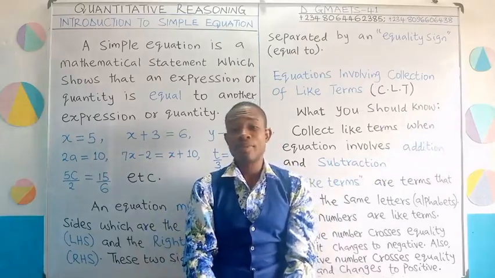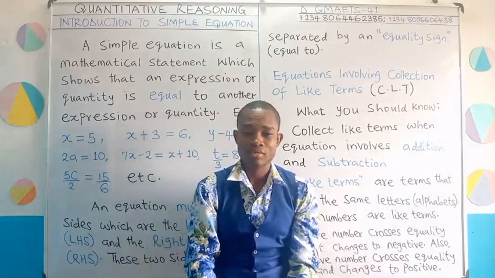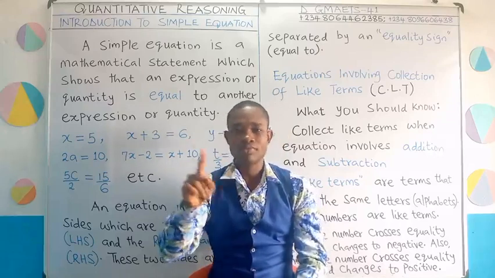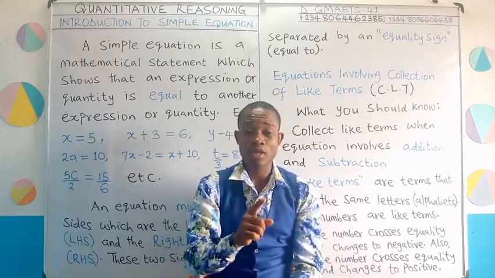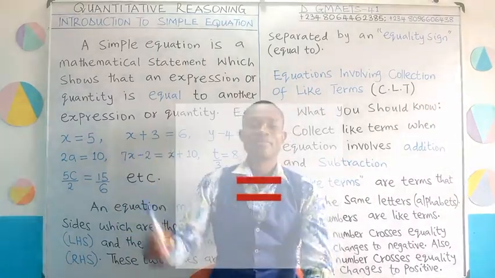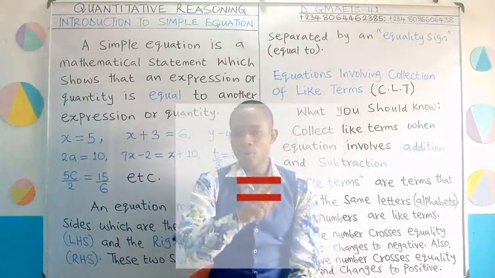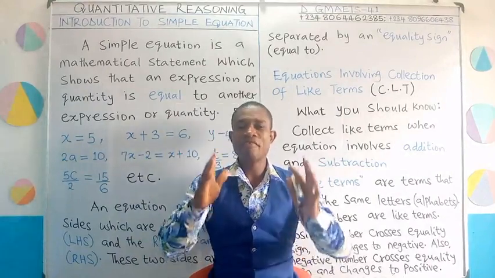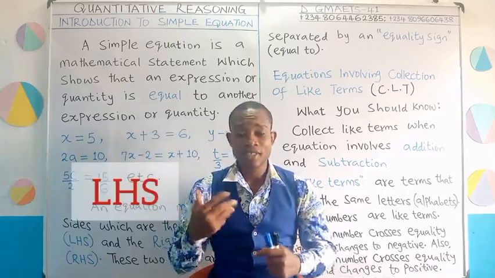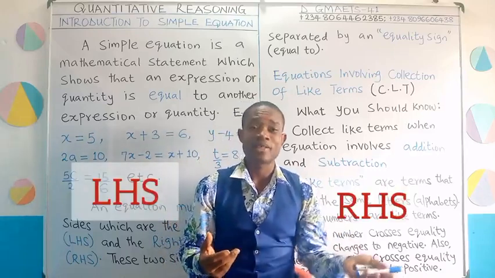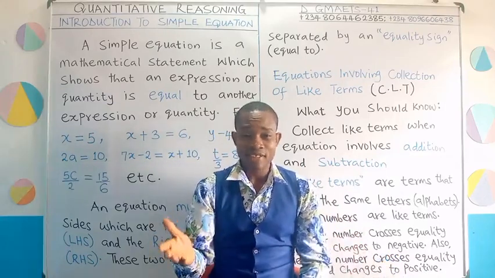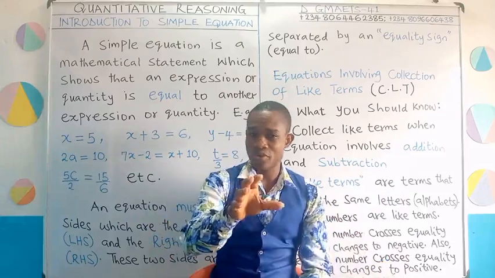Whenever you see a simple equation, how do you identify it? A simple equation must have this sign, equal to. Now that equal to divides every equation into two parts, the left hand side and the right hand side. So always remember this.